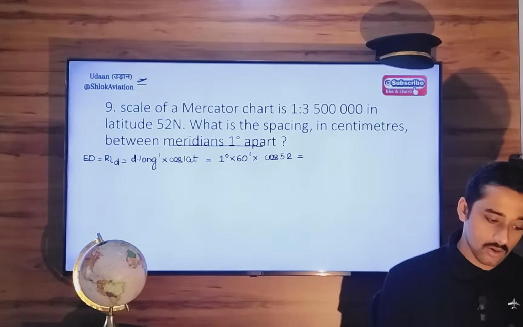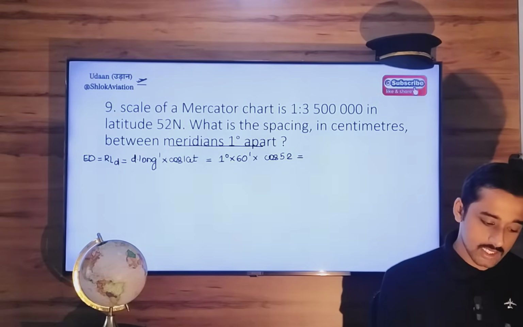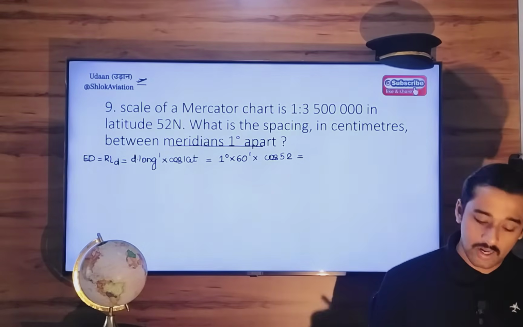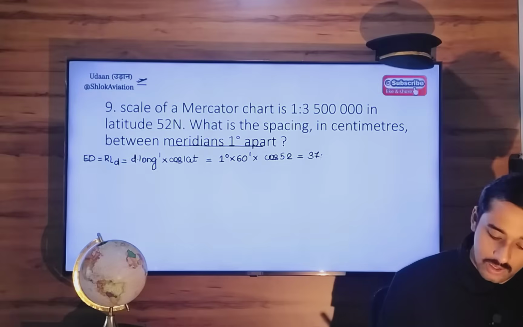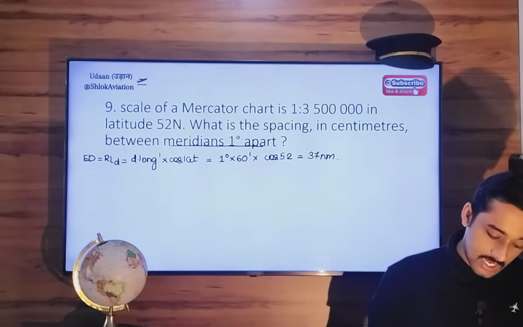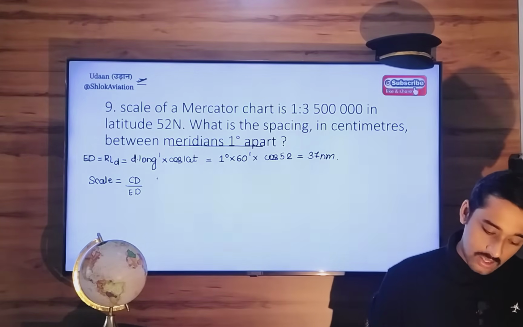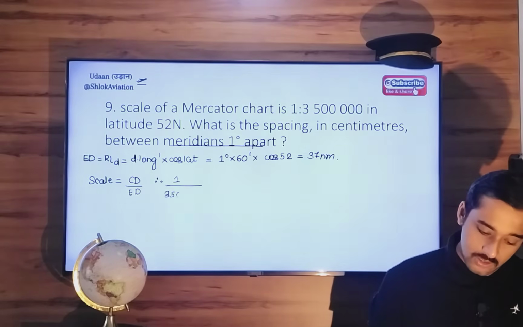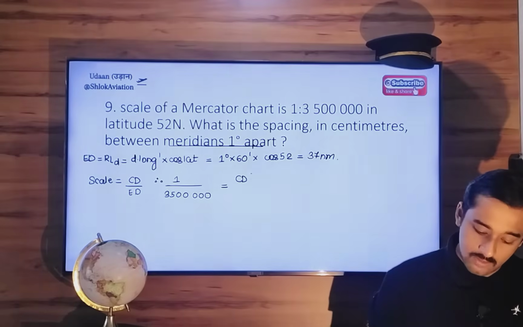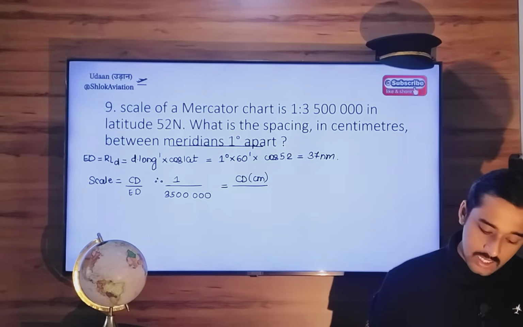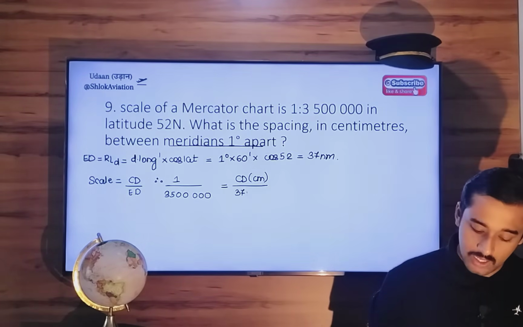So cos 52 into 60 is 36.9 or approximately 37 nautical miles. Now scale is equal to chart distance upon earth distance. Therefore, 1 divided by 3500,123 equals chart distance in terms of centimeter divided by earth distance, which is 37 nautical miles.